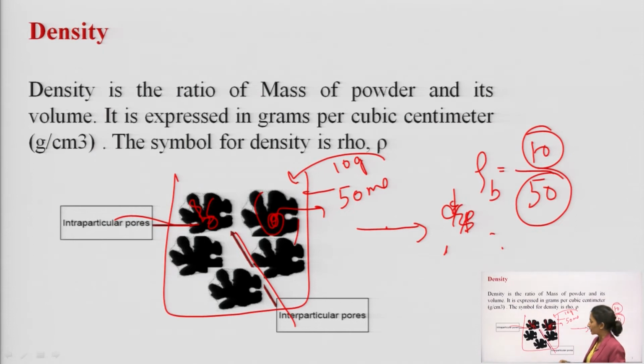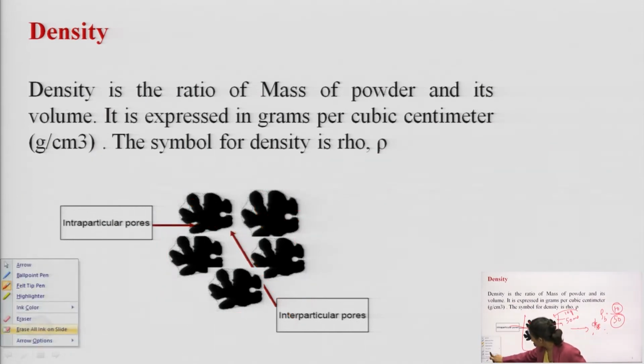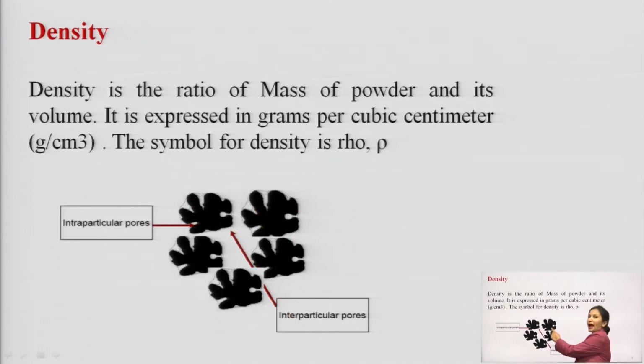यहाँ पर actual particle क्या है? What is the actual particle? That black solid particle is the actual particle. This is only your actual powder particle in case of the true density.